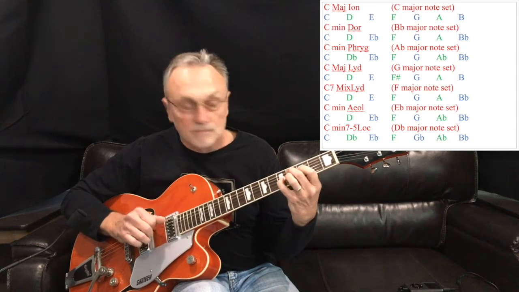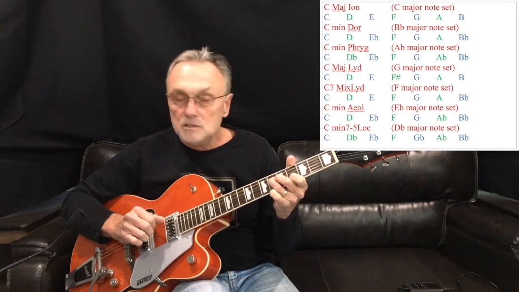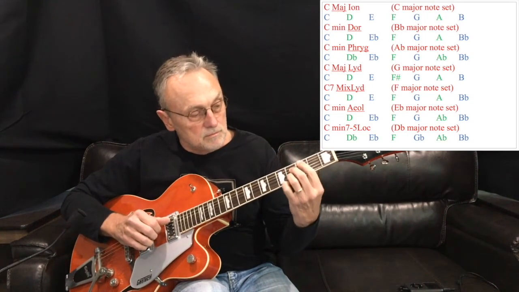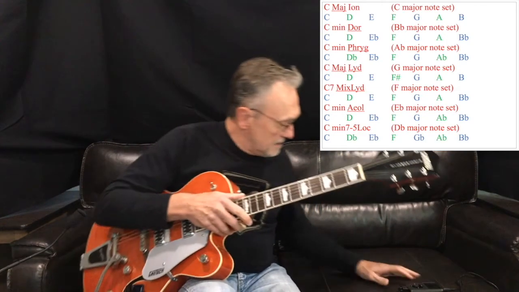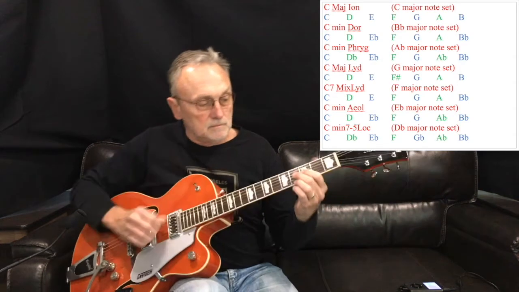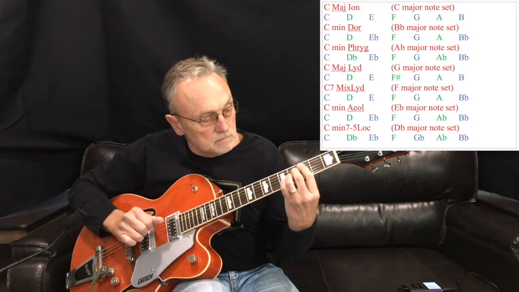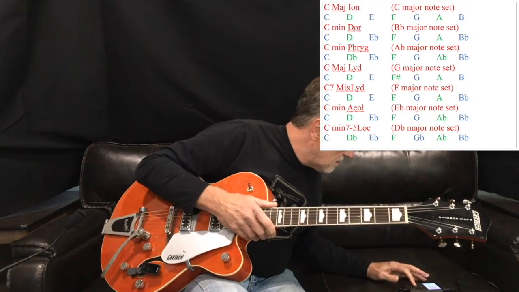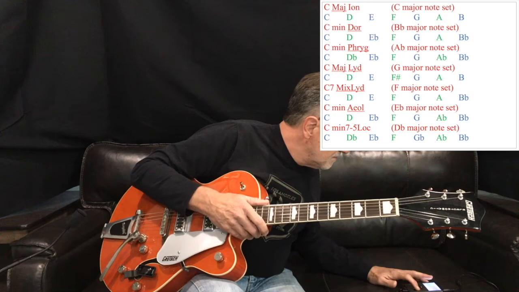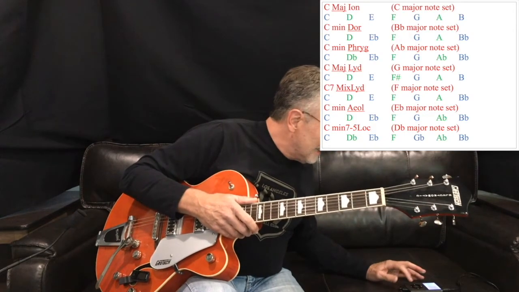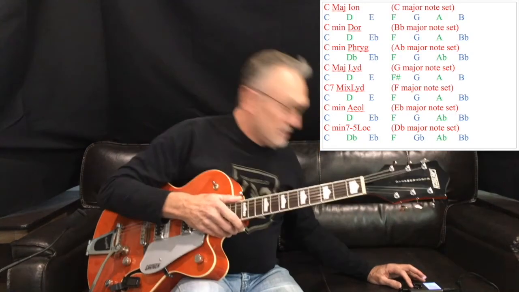D flat major. So D flat major is going to be our note set, and we can even go G flat to A flat if we want to. Okay, that's the sound. D flat major. Maybe. That's the wrong one. That's Ionian, dummy. That's the wrong one. Okay. We'll try this again. Knew that was wrong.